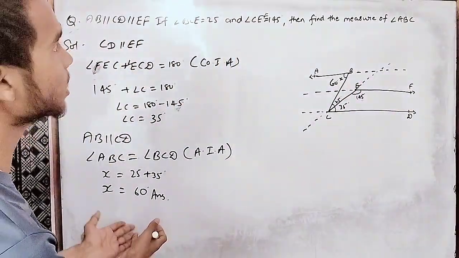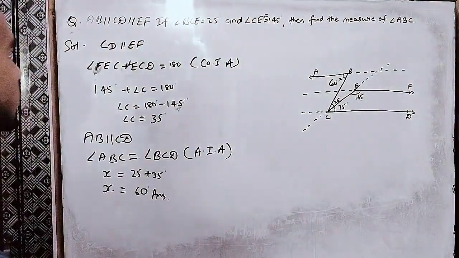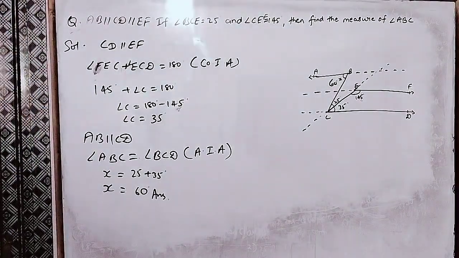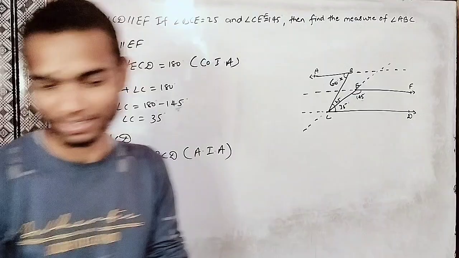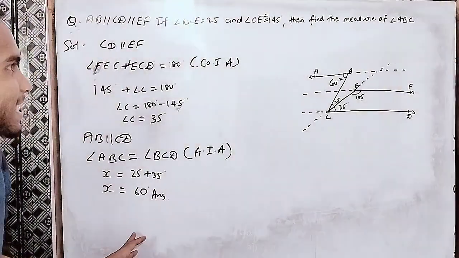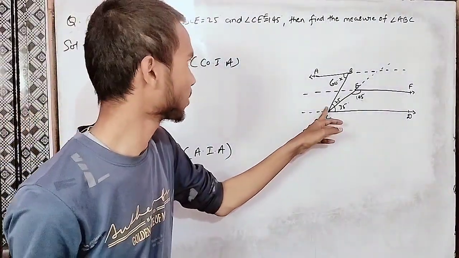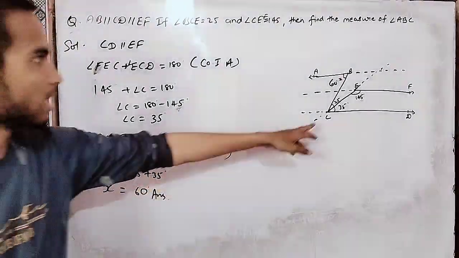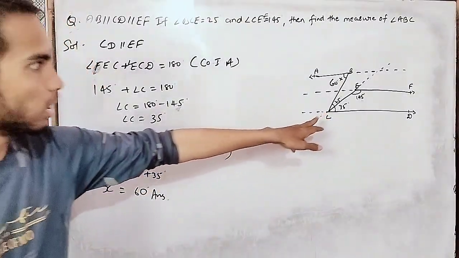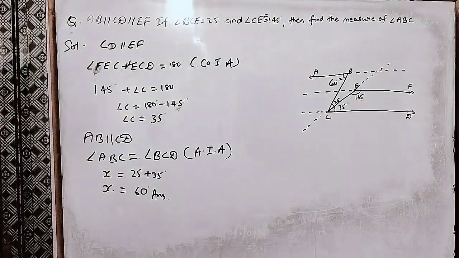This is what Kishan was saying. Find the value of x, and we have solved it. Here you can see 60. Now the value of this would be 120. Yeah, the value of this angle would be 120.